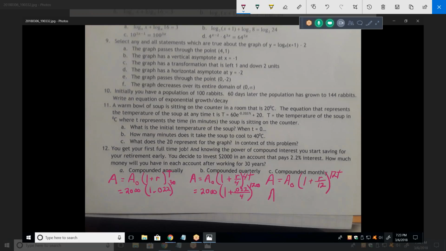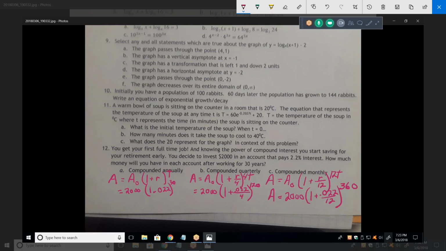And what's this one? Tell me. A equals 2,000 times 1 plus 0.022 over 12. And then times 12 times 30, which is 360.